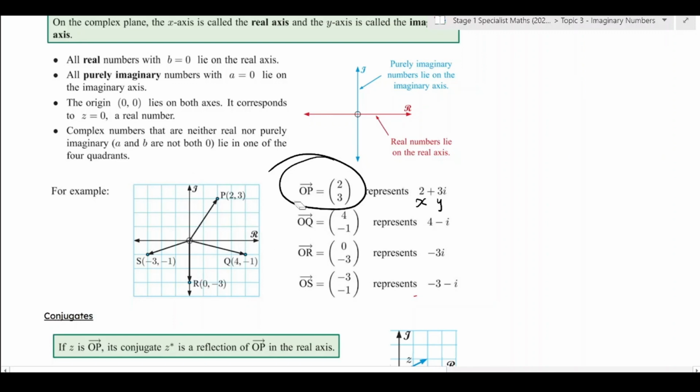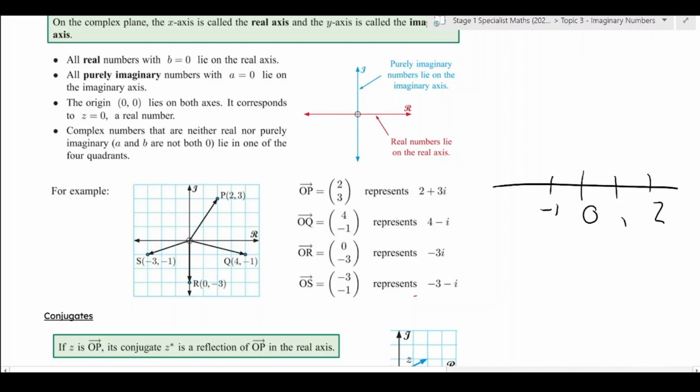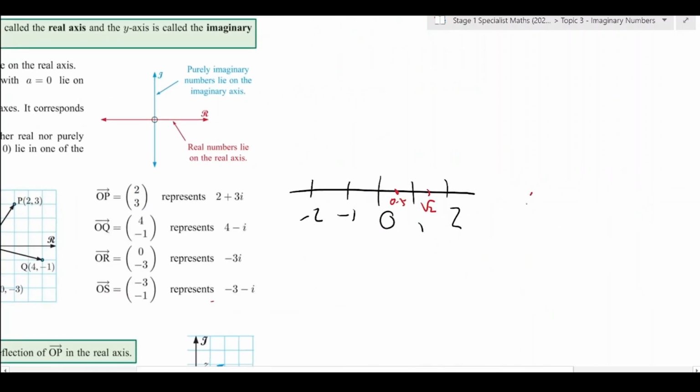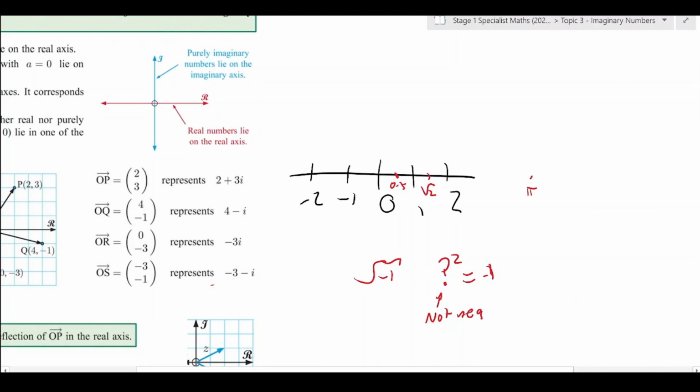Reason being, if we have our real numbers, like 0 and 1 and 2, and -1 and -2, we can chuck everything we want on here. We can put numbers like 0.5, we can put numbers like √2, we can even put numbers like pi over here, but there's nowhere where we can put square root of -1. That does not exist on the real number line, because if we want to have something squared equals -1, well, it's not negative, because negative squared is positive, and it's not positive, so that sort of rules out the negative and positive bits of the real number line.